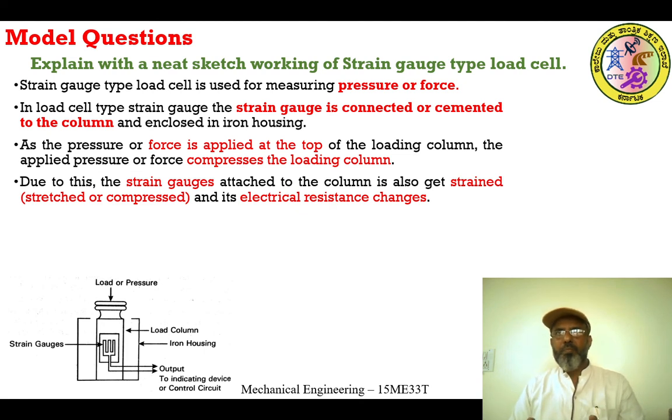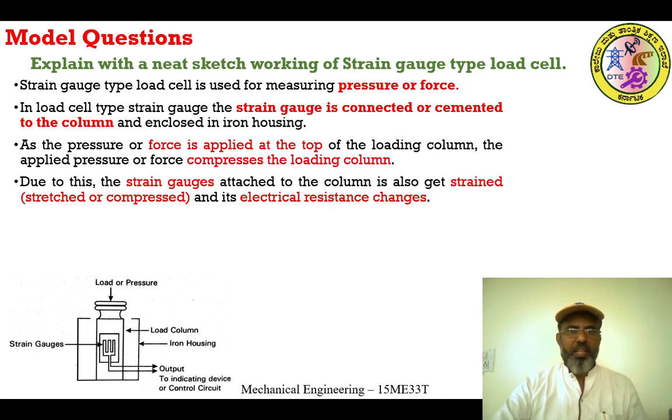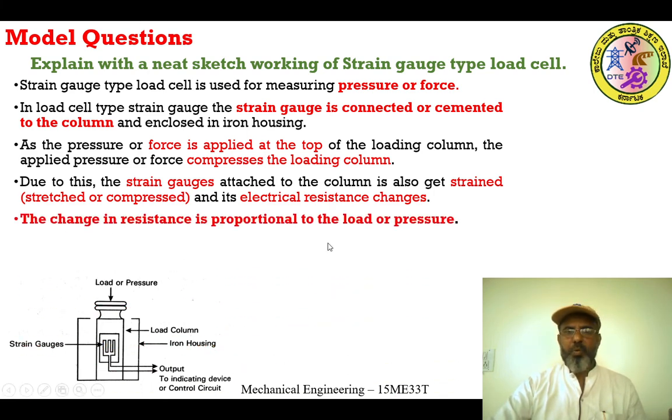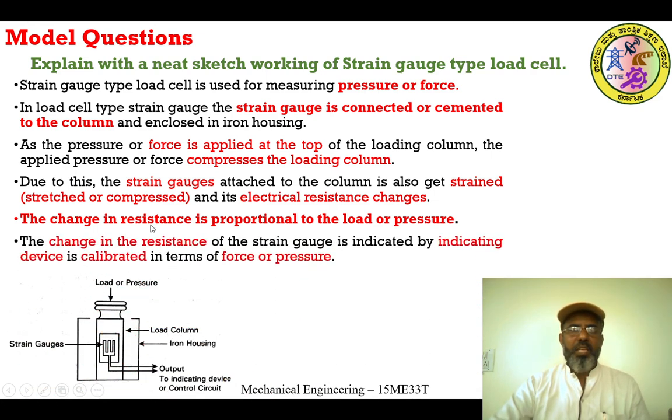Because of the compression and expansion, there will be a change in electrical resistance of the strain gauges. This change in electrical resistance is proportional to the applied load or pressure, and then the change in resistance of the strain gauge is indicated by an indicating device, which is calibrated either in terms of force or pressure. This description carries 3 marks. Therefore, you can easily attain 5 marks in this question.